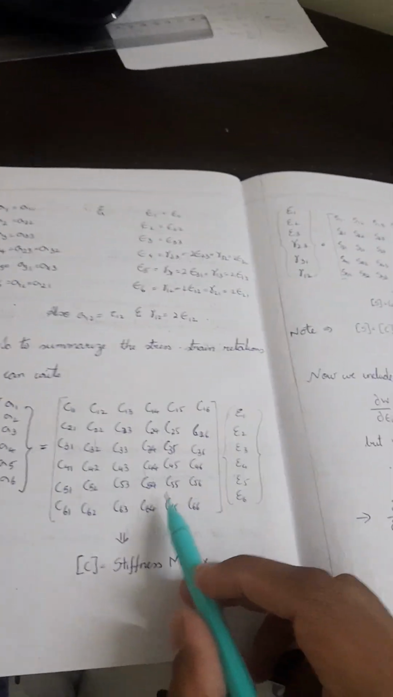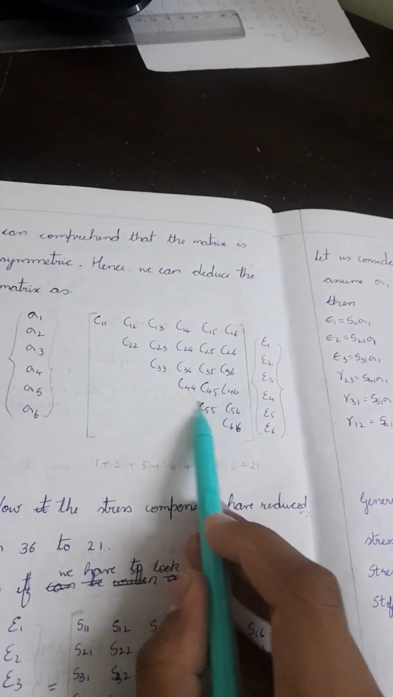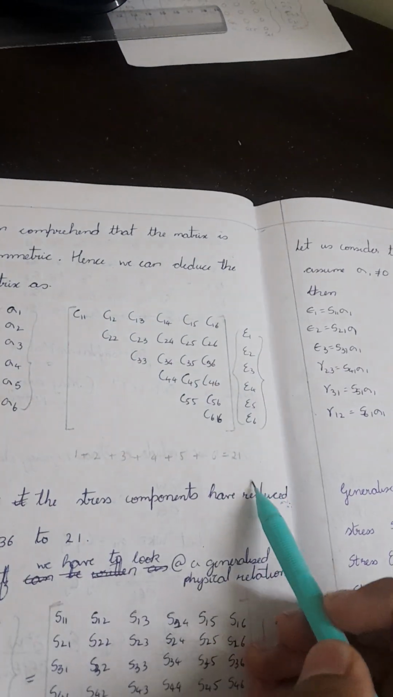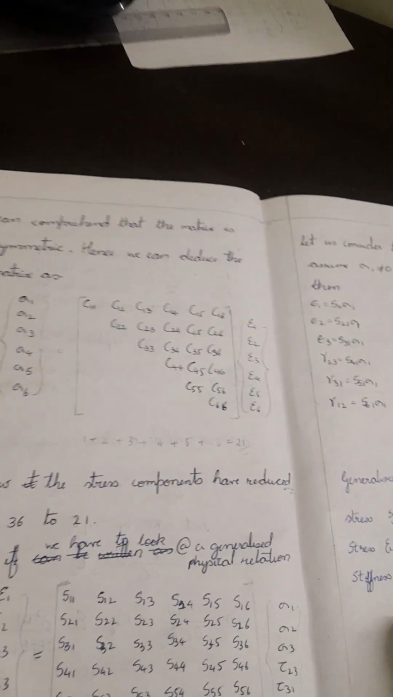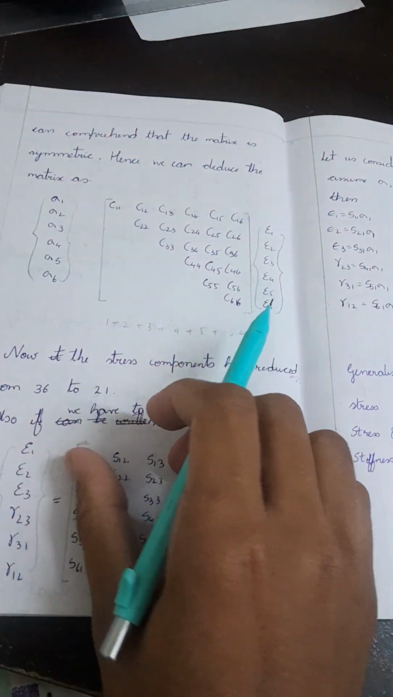So if you see, we had 36 elements in here, and we reduced it. Now if you see, I've got 6 elements, 5, 4, 3, 2, 1. If I add all these up, I just have 21 elements now here. Okay. So the same for the strain matrix as well. I would be just having the upper triangular matrix, which is 21 elements.